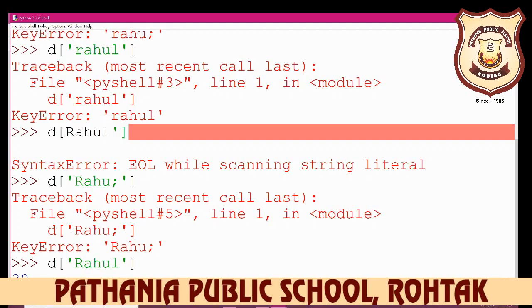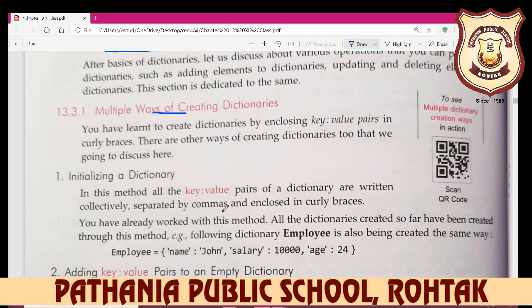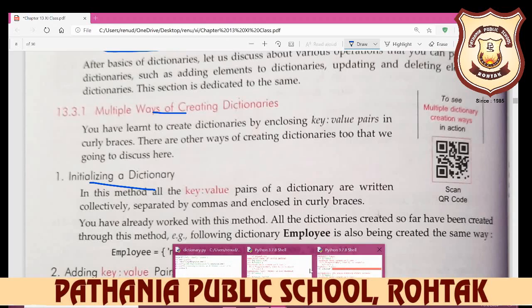But if you want to add more elements to the existing dictionary, you can do it, no problem. How do you do it? Okay, first we are discussing multiple ways of creating dictionaries. Then we do the next part, how you can add multiple values to an existing dictionary. So initializing a dictionary, we have already done an example. Let's do one example again here.